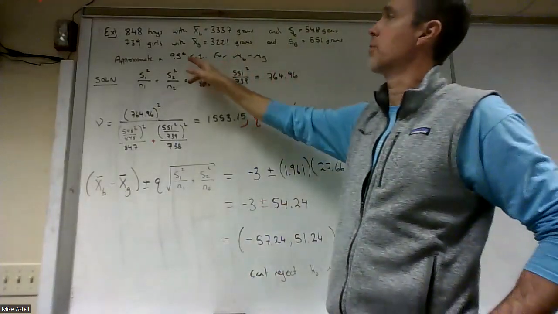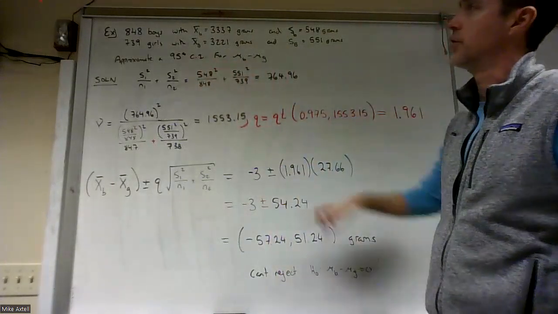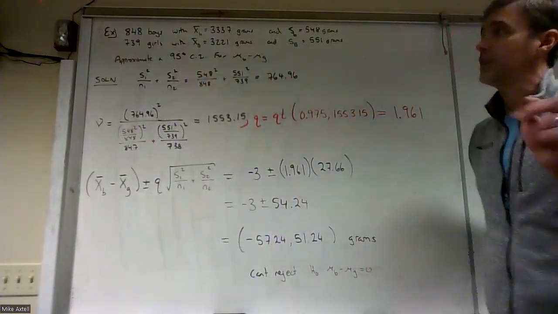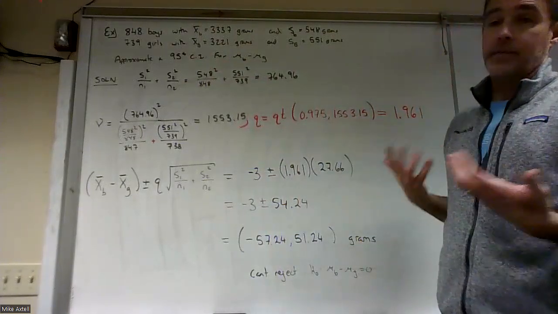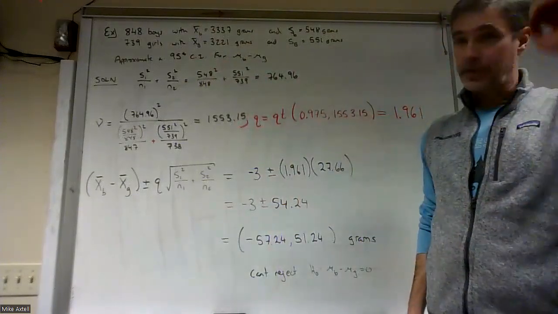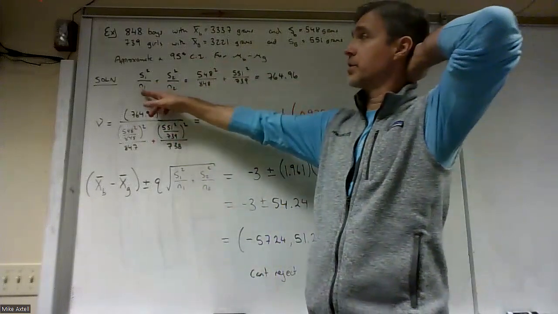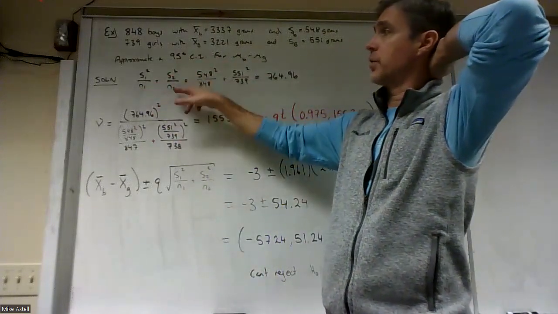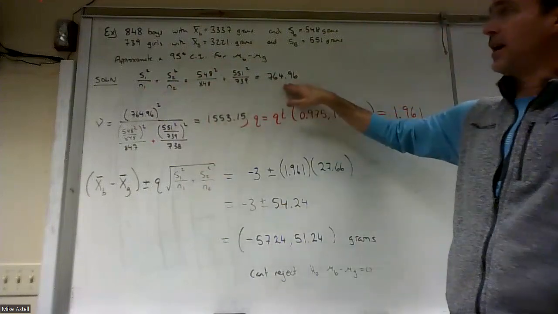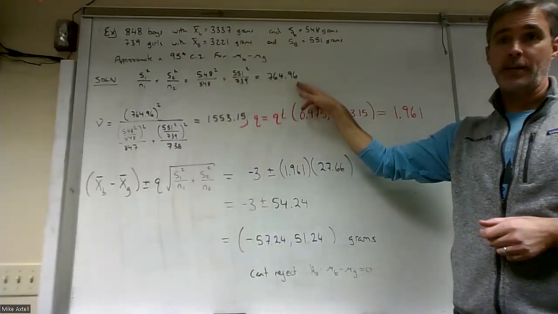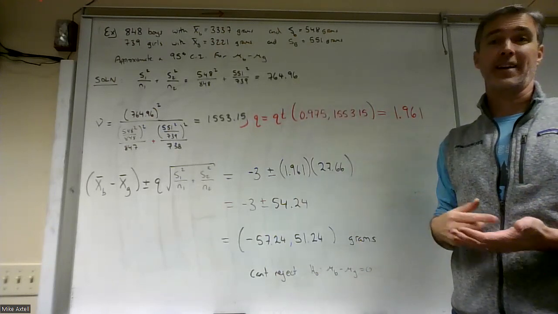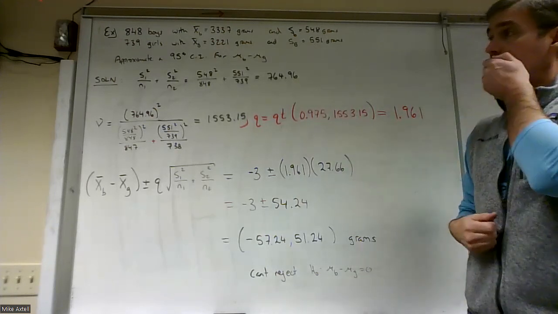And I'm looking for an approximate 95% confidence interval for the difference of their population means, mu boys minus mu girls, okay? All right, so solution, using that formula from the last panel, I'm going to calculate S1 squared over N1 plus S2 squared over N2. Crank that out and I get about 764.96. I did some rounding when I copied the answers down, but I didn't do much rounding in my calculator work.